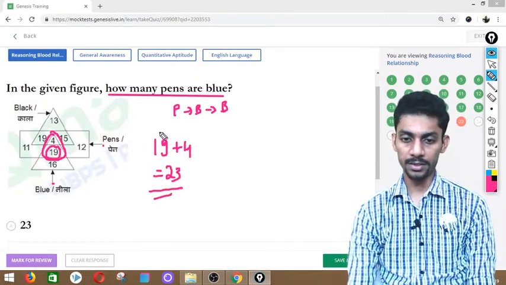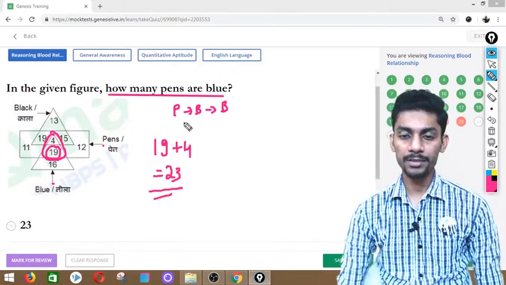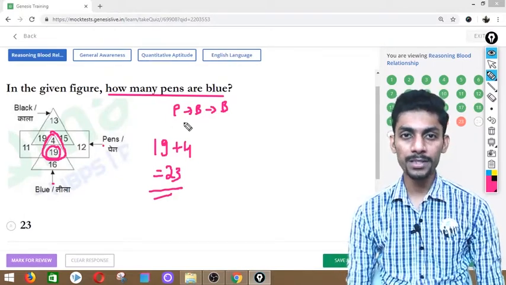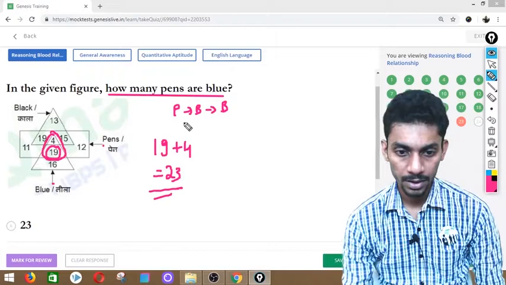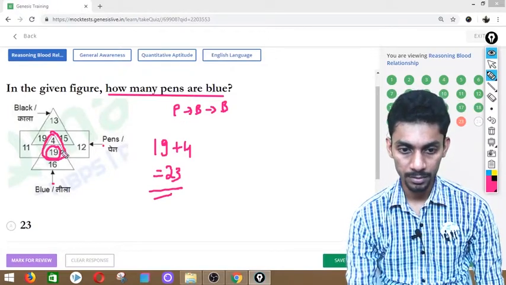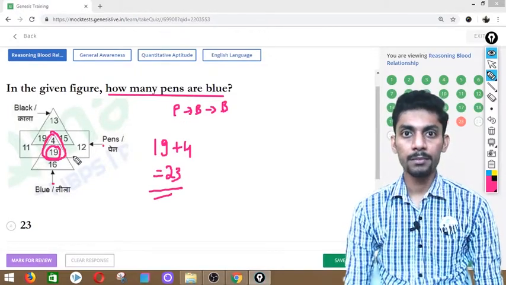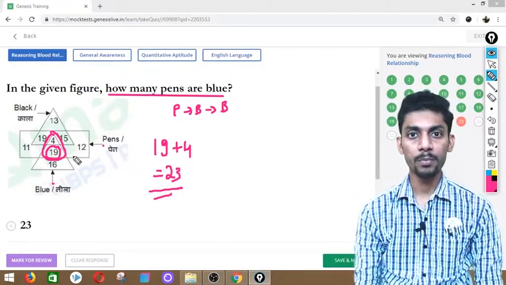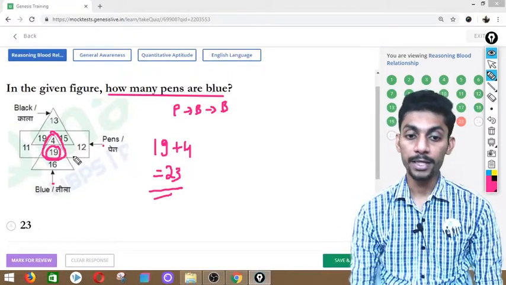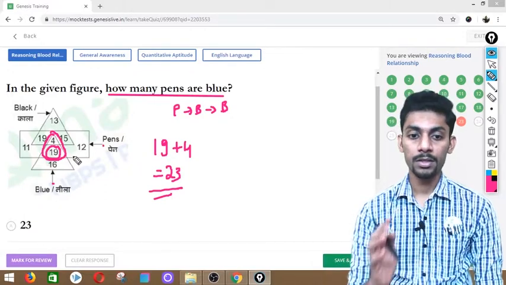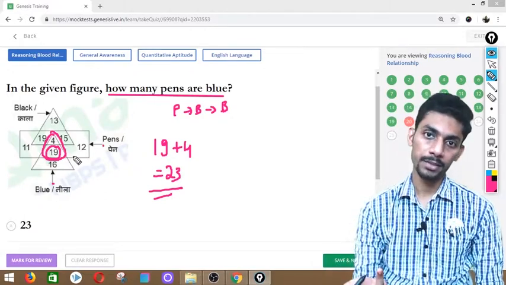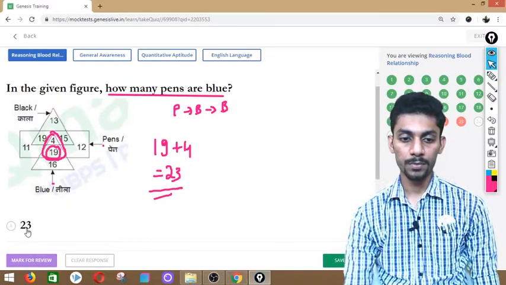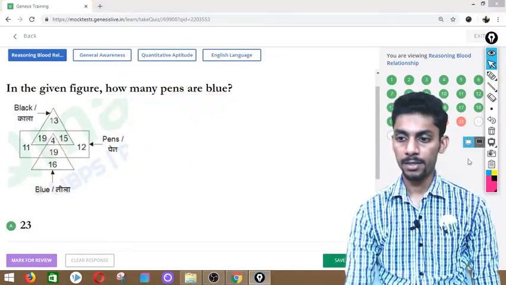A lot of people make a mistake here, because the question clearly says pens are blue. They did not say only blue pens. If it was only blue pens, the answer is 19, because only one is in the blue circle and in the blue triangle, and pen is 19. But the question is pens are blue. It can be a blue-black pen, or a blue pen. There should be blue, there should be pen, there can be black. Okay, so answer is 23 here. Getting it? So that is option A. Next one.